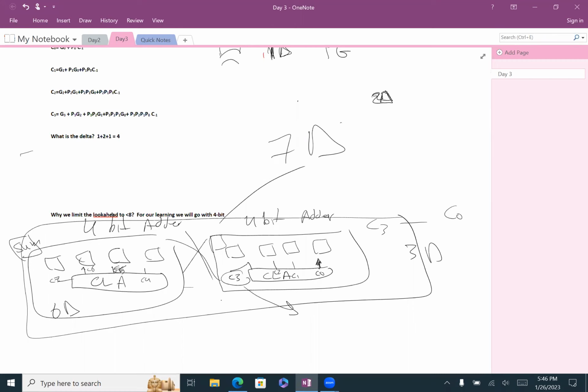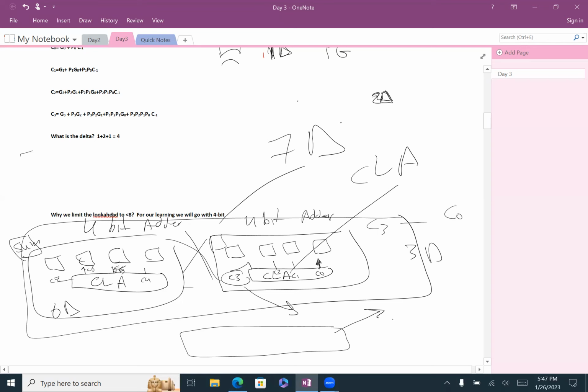6 to 4. We have 7 here now, correct? But how can we do that? The simple answer is to add another carry look ahead block. Now, this one, what do we name it? Carry look ahead, correct? So what can we name this one?